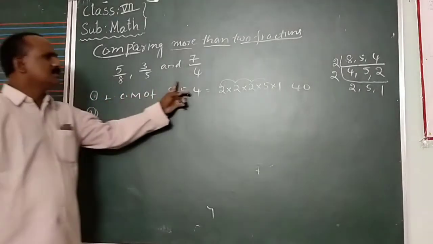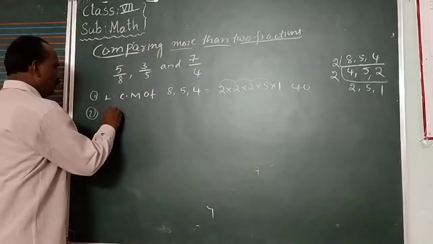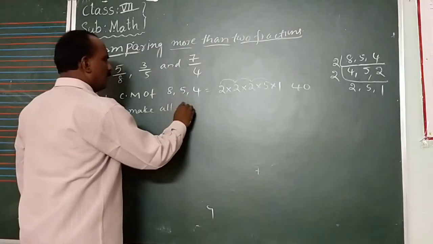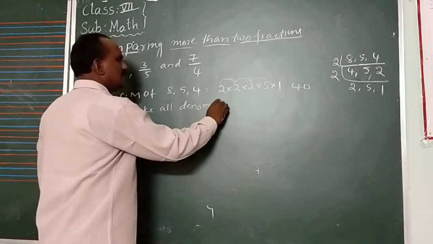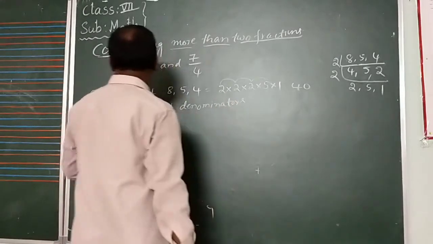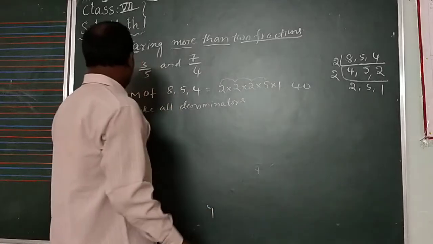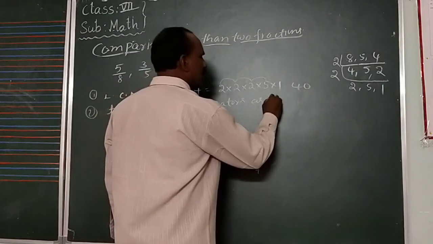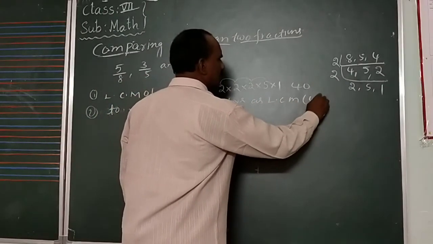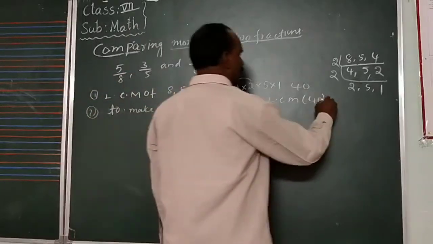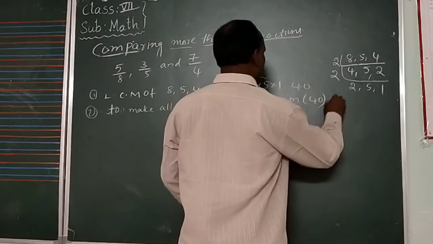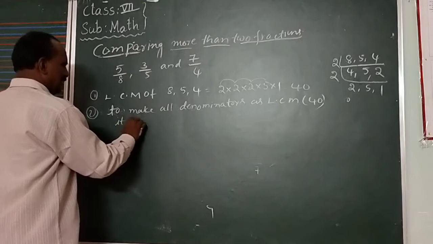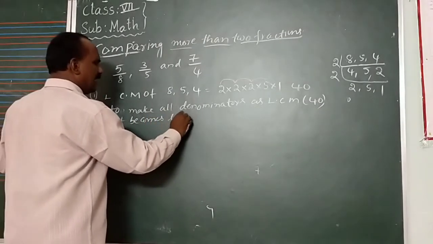Now, second step. You make all the denominators equal to the LCM. The LCM is 40. Make all the denominators 40, so they become like fractions.